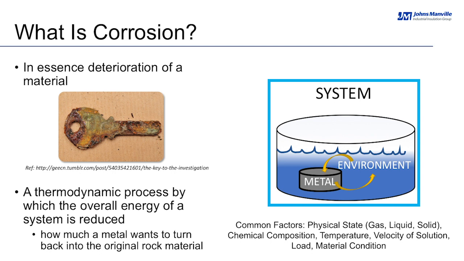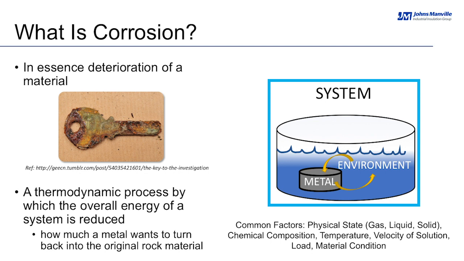Therefore, it fails the purpose for which the part was created. For example, in the picture on the left, we have a key that has been corroded. As you can see, the corrosion is so extreme that if you try to use this key to open a door, for example, it probably will not work, because it has already lost the geometric details of the key. That is due to corrosion.